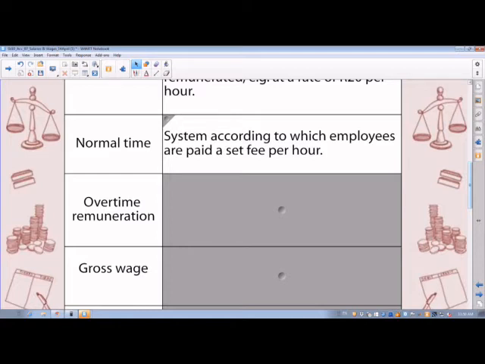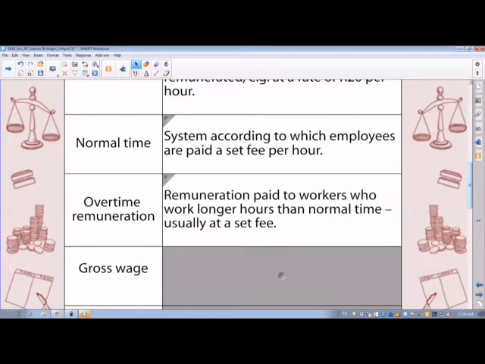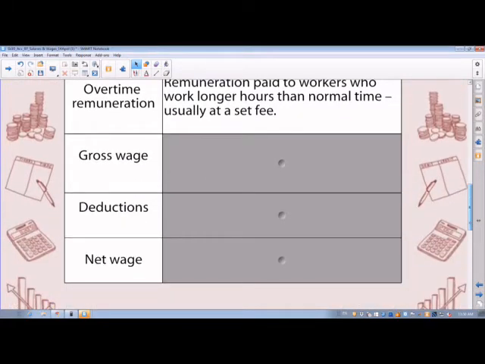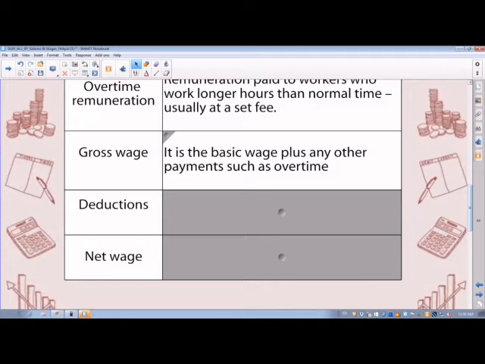So it's a system according to which employees are paid a set fee per hour. But now, if they work more than the 40 hours, for example, remuneration is paid to workers who work longer than that. So if I work 42 or 45 or 50 hours a week, I will get overtime. So I'll get a bit more. And then your gross wage, that is the basic wage, plus any other payments such as overtime.